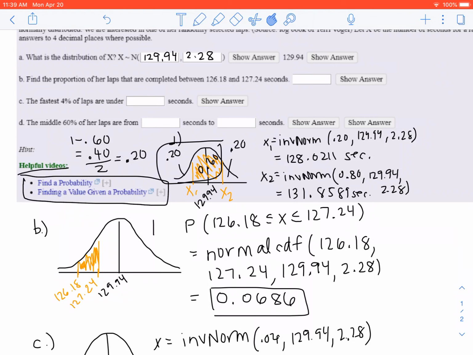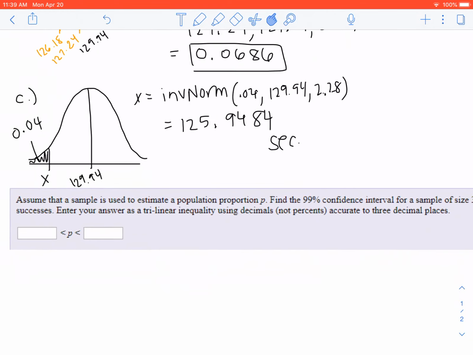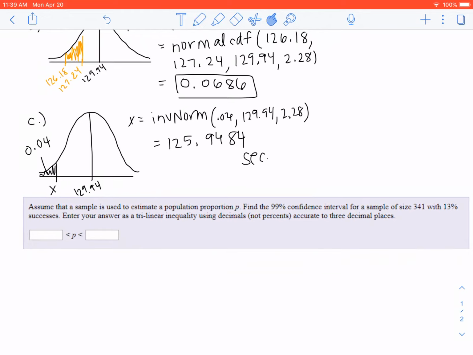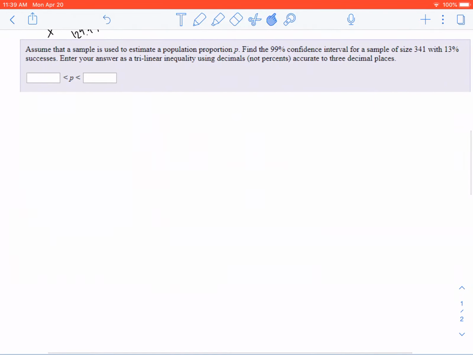Okay, there's another question on here that a lot of us had. And for this one, it says, assume that a sample is used to estimate a population proportion P. Find the 99 percent confidence interval for a sample of size 341 with 13% success. Enter your answer in a trinomial inequality using decimals, not percents, accurate to 3 decimal places. So first of all, this trinomial inequality just means that there's 3 things here. All that means. So there's a P and then 2 blanks, so those are trinomial, and that's just the wording that they use.